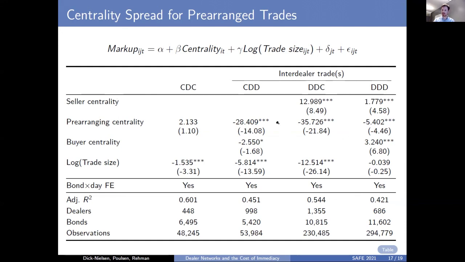So this finding is consistent with our previous evidence of a centrality premium in the interdealer market, because if you as a customer ask a core dealer to pre-arrange your trade, the core dealer can trade on better terms in the interdealer market. And the fact that we find the centrality discount here suggests that you as a customer get to share part of that benefit.